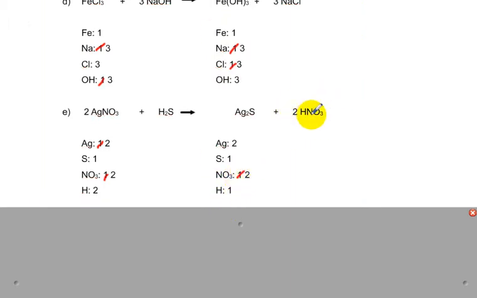So 2 nitrates, and that's also going to change what I have here for hydrogens, and it's going to change it into 2. And guess what? I needed to get that because if you look on the left hand side, I needed 2 hydrogens. So 2 silver, 2 silver, 2 nitrates, 2 nitrates, 2 hydrogens, 2 hydrogens, 1 sulfur, 1 sulfur.